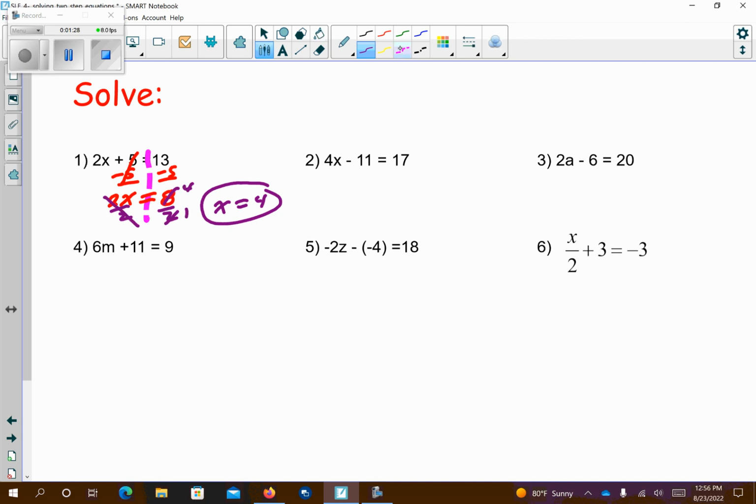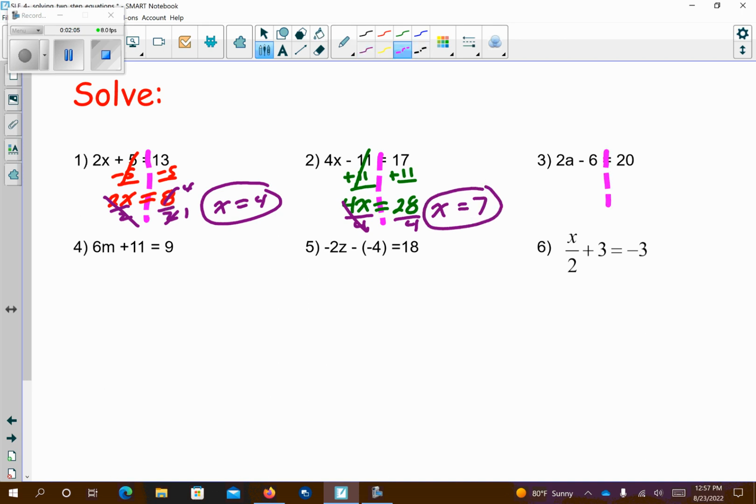Okay? Next one, again, I'm going to do that pink line. The pink line is the same thing as the equal sign. So on this one, I have 4x minus 11. The opposite of minus 11 is plus 11. So I'm going to add 11 to both sides. Those cancel. So now I'm left with 4x on the left side of the equal sign. And 17 added to 11 is 28. I'm then going to do one more operation. 4x are being held together by multiplication, so I have to undo by dividing each side by 4, reduce it, so I get x equals 7.